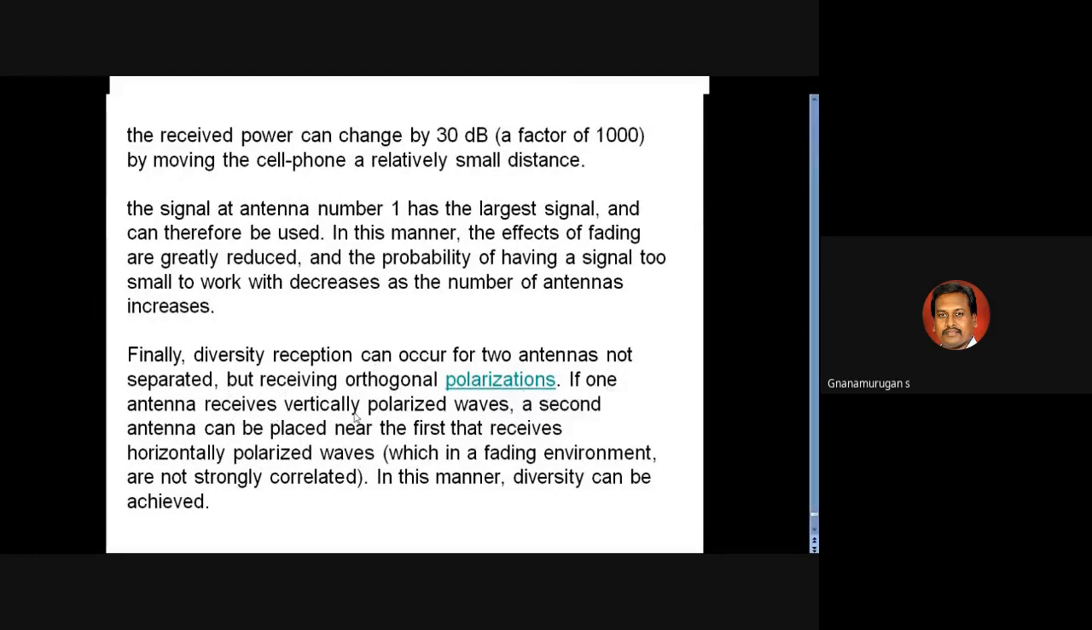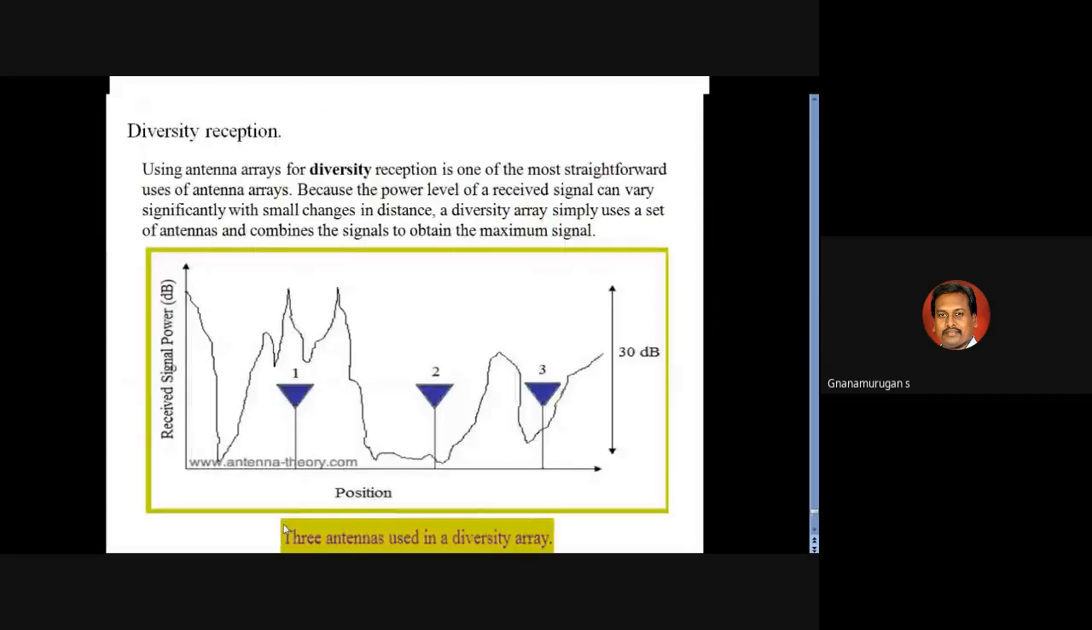If one antenna receives a vertical polarization wave, a second antenna can be placed near the first that receives the horizontal polarization wave. In this manner, diversity can be achieved. So three antennas are used for the diversity. Antenna 1 operates at vertical polarization, antenna 2 is horizontal polarization, antenna 3 is vertical polarization. So this is a continuous process.